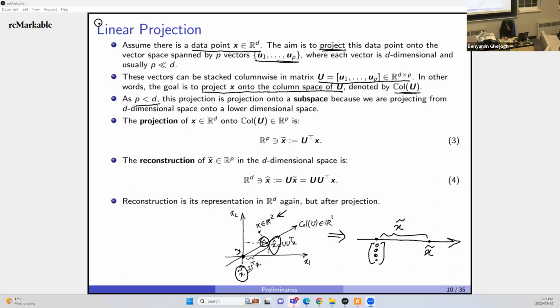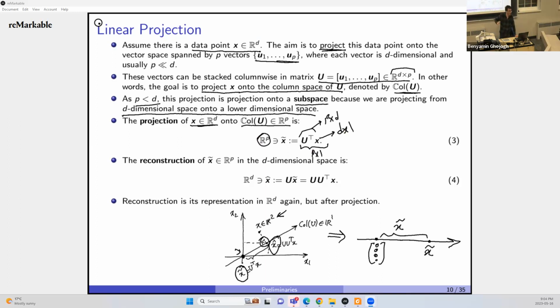As p is less than d, this projection is a projection onto a subspace, because we are projecting from d-dimensional space onto a lower-dimensional space. The projection of x, d-dimensional, onto this column space, which is p-dimensional, is this: x tilde equals U transpose x. And I'll tell you why. This x is d by 1, right? It's a column vector, d by 1. U was d by p. So U transpose is p by d. The whole thing becomes p by 1. Beautiful. So it became p-dimensional.